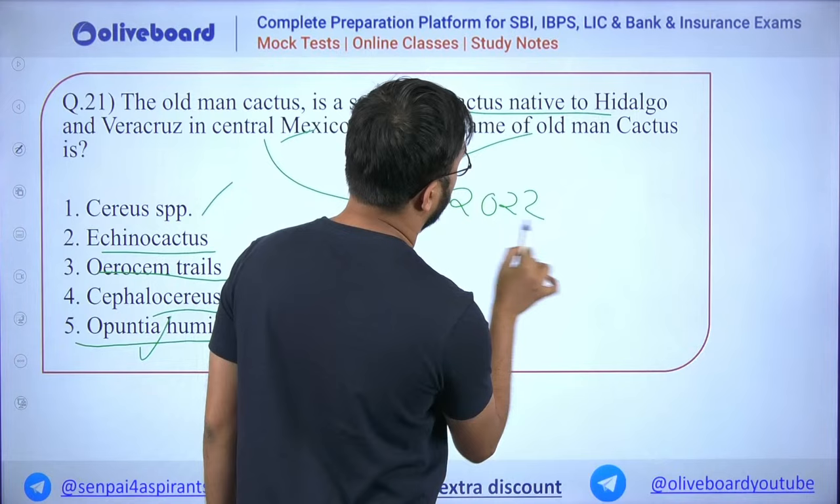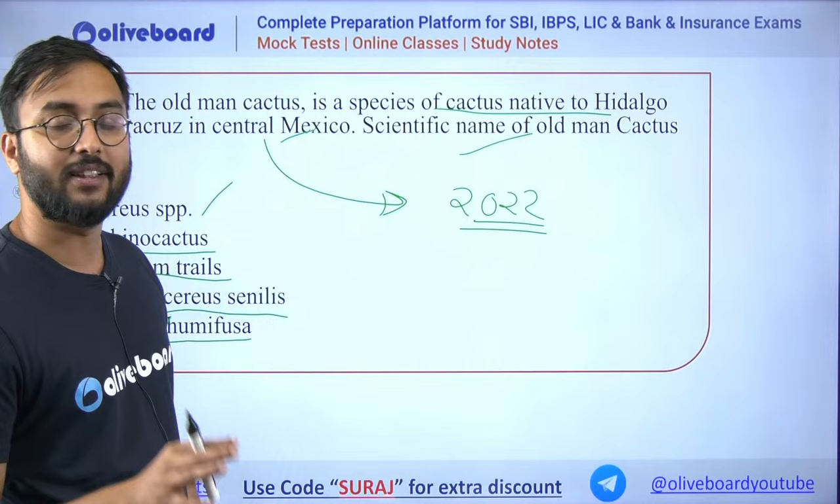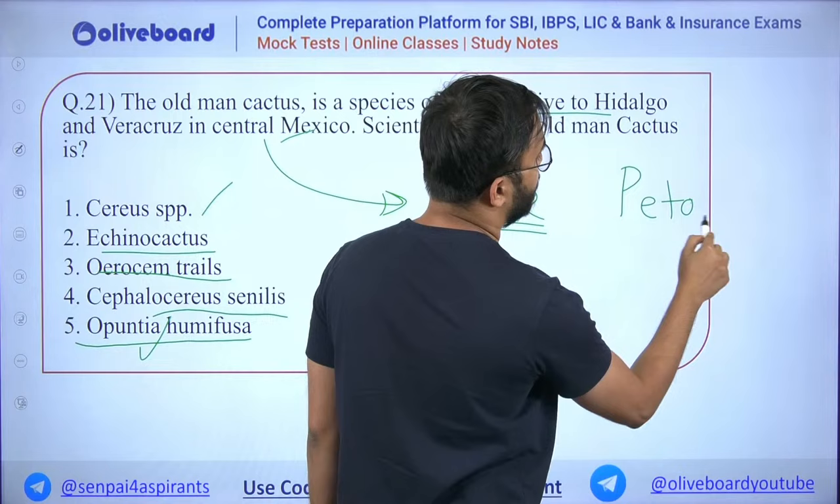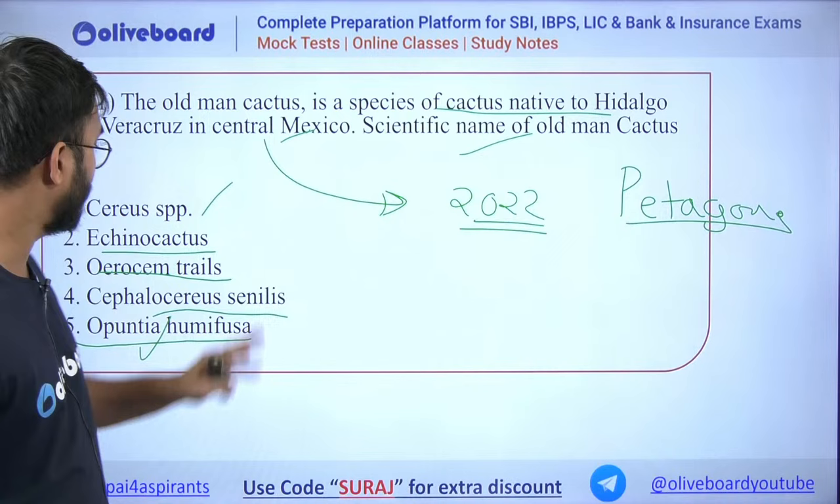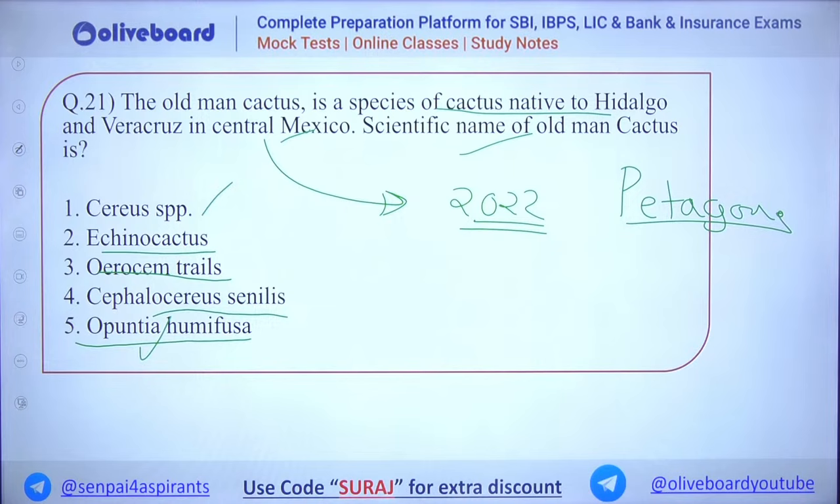Now this old man cactus plant is a variety of cactus which is very famous in the Patagonian desert. And where is the Patagonian desert? Yes, it is in the Mexican area as well as in South America. So here the answer, you should either know the scientific name. If you don't know, you can skip it, you don't need to be tense, and neither should you worry. So the answer here is Cephalocereus senilis. Okay, so 4 is the answer.